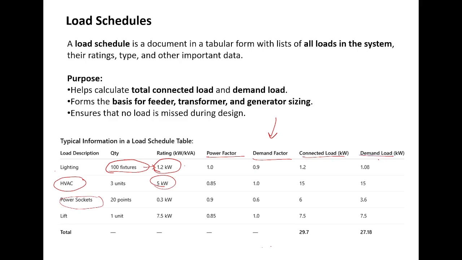Do you know the meaning of demand load? I hope everyone knows, but let me tell you briefly. Let's suppose this is my MCC panel. On this MCC panel I have three motors connected. Motor one, motor two, this is 10 kilowatt.